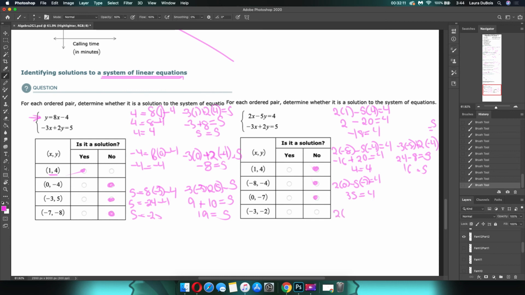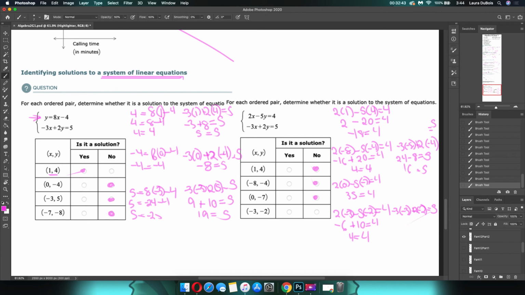Next up, we have 2 times negative 3 minus 5 times negative 2, and does that equal 4? 2 times negative 3 is negative 6. 5 times negative 2 is positive 10 equals 4, so 4 equals 4. So this leans towards a yes, so now we got to plug it in for the other one. So negative 3 times negative 3 plus 2 times negative 2, does it equal 5? Did I give myself enough space and is it going to be legible?